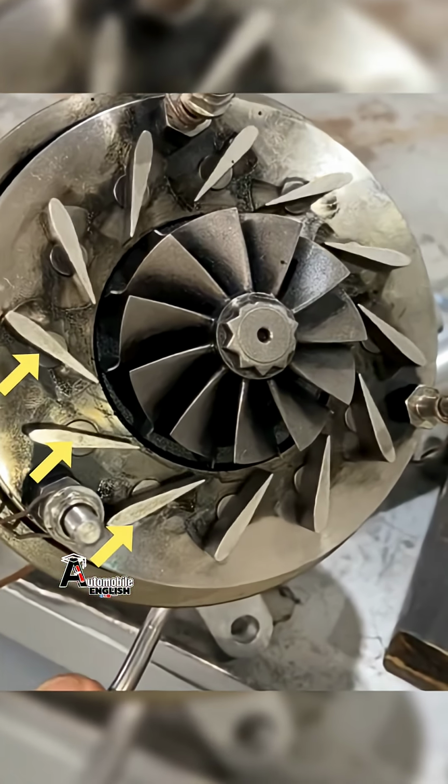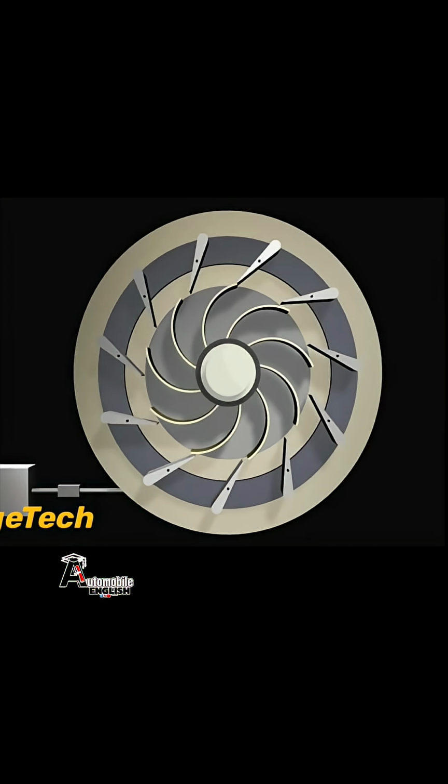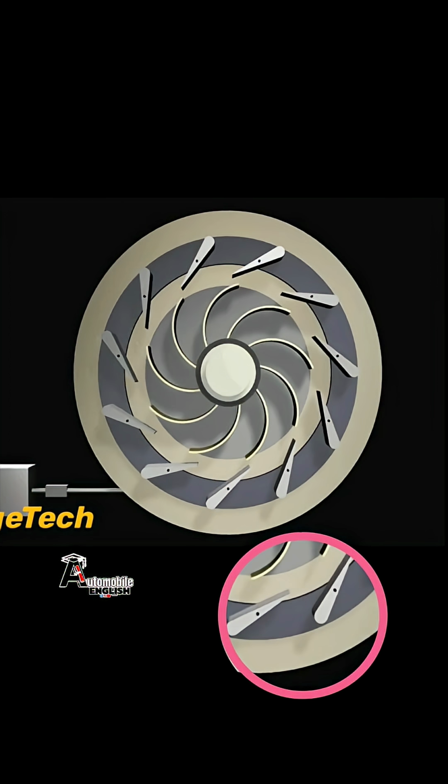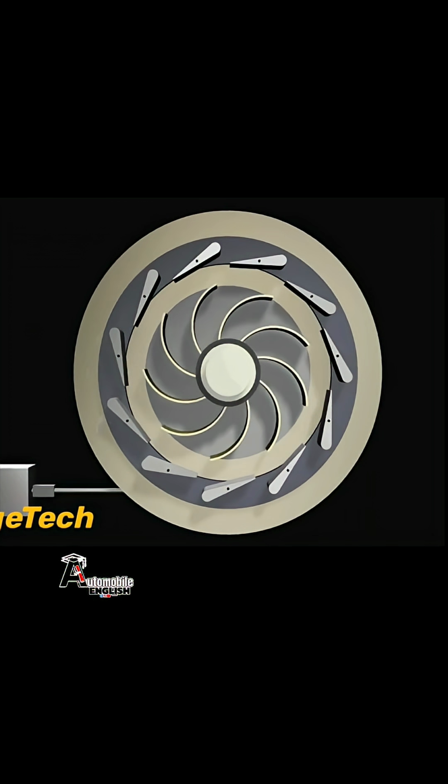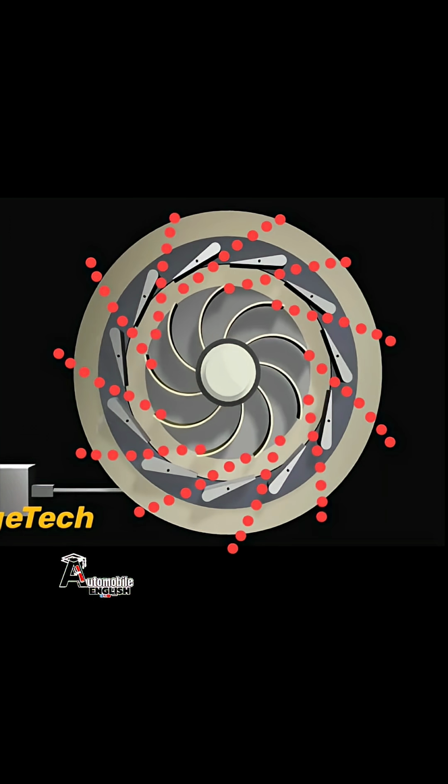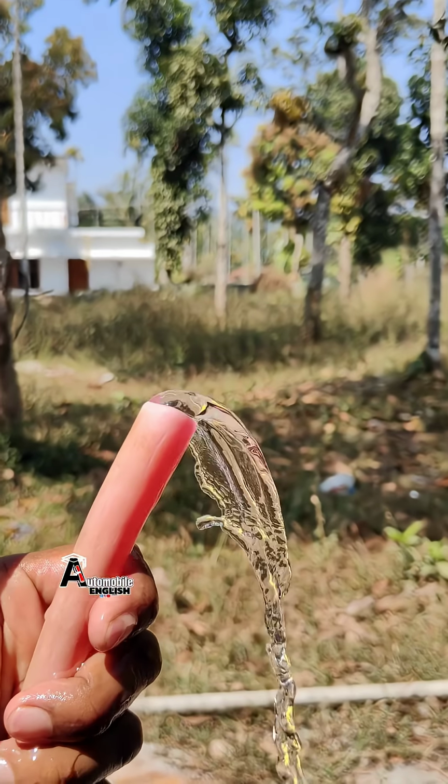How VGT reduces turbo lag. The engine control unit, ECU, controls these vanes. When there's a low volume of exhaust gas, these vanes reduce the area through which the exhaust gas enters the turbine. This helps to direct the exhaust gas to hit the outermost edge of the turbine.